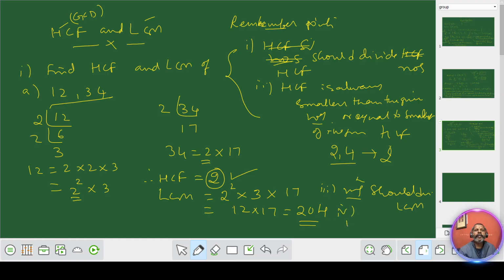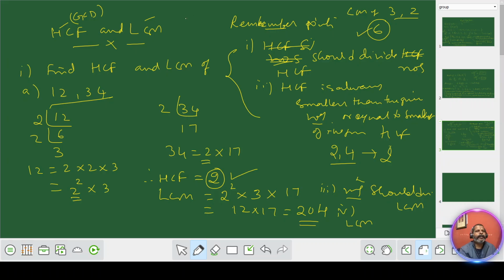Next, LCM is always greater than the given numbers, or may be equal to the larger of the given numbers. For example, the LCM of 3 and 2: since they are co-prime, LCM will be 6 only, the product of the numbers. It's greater than the given numbers.